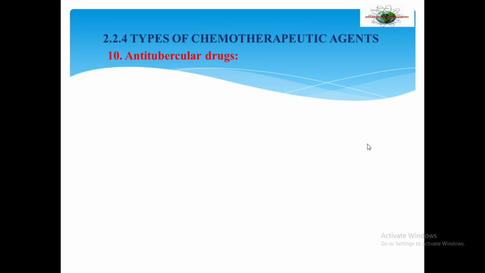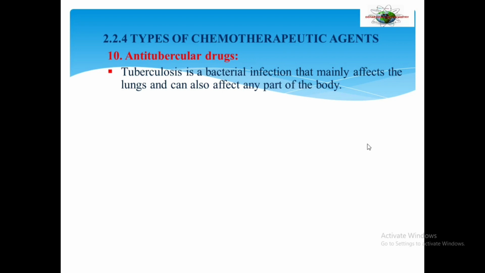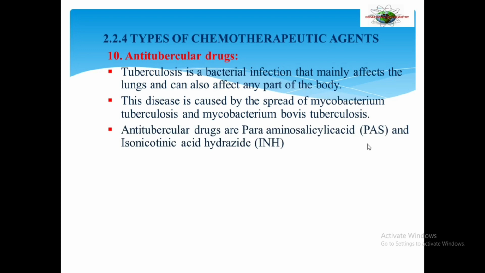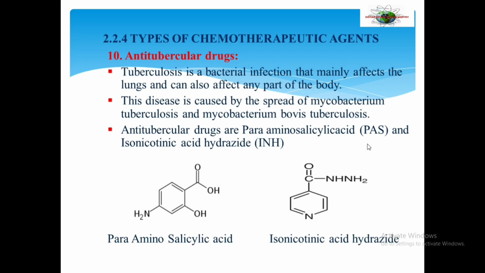The last is anti-tubercular drugs. Tuberculosis is a bacterial infection that mainly affects the lungs and can also affect any part of the body. This disease is caused by the spread of Mycobacterium tuberculosis and Mycobacterium bovis. Anti-tubercular drugs are para-aminosalicylic acid and isonicotinic acid hydrazide. These are the structures of para-aminosalicylic acid and isonicotinic acid hydrazide.